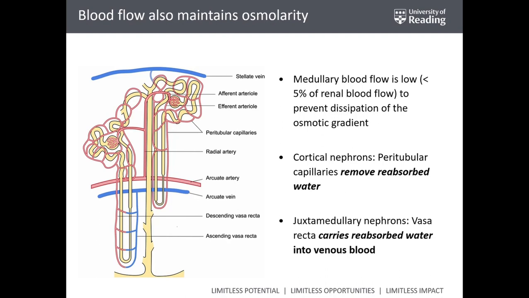The cortical nephrons contain peritubular capillaries, which remove the reabsorbed water. Okay, so that is just to remove the reabsorbed water, while the juxtamedullary nephrons contain the vasa recta, and they are the ones mostly responsible for the countercurrent regulation and the reabsorption of water and the concentration of urine. So the vasa recta carry the reabsorbed water into venous blood.